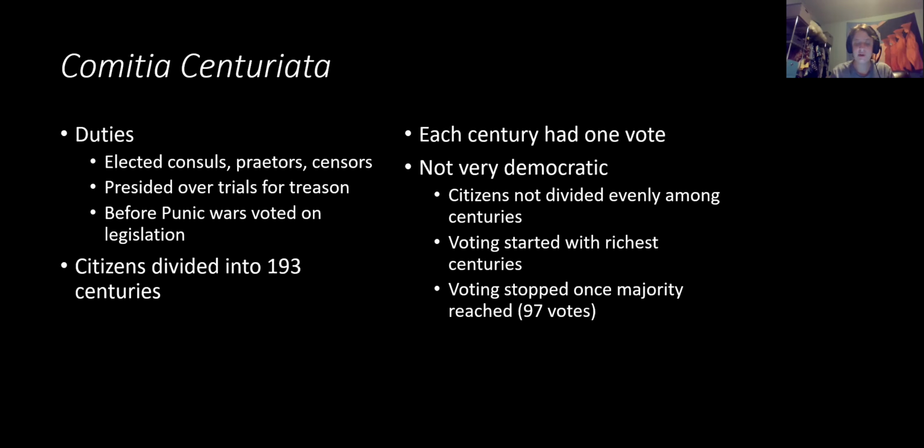While this may seem very democratic, in reality it wasn't. First of all, the citizens were not evenly divided amongst the centuries. The wealthy Romans, a small group, controlled the majority of the centuries. Voting also started with the richest century and stopped the minute a majority of 97 votes was reached. This means that the poor were often deprived of the opportunity to vote, as voting would cease before it was their century's time to vote.